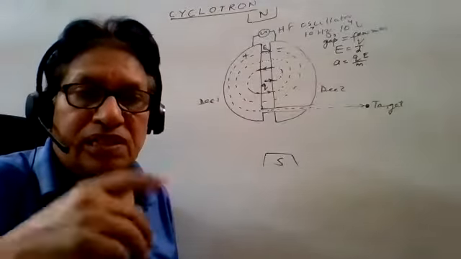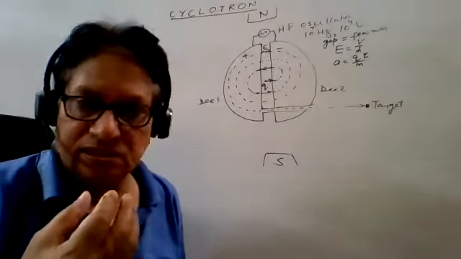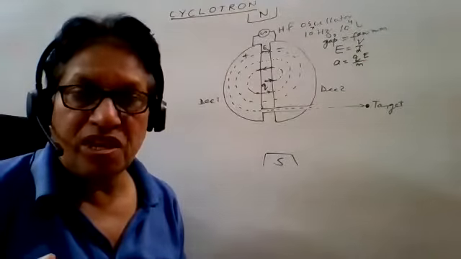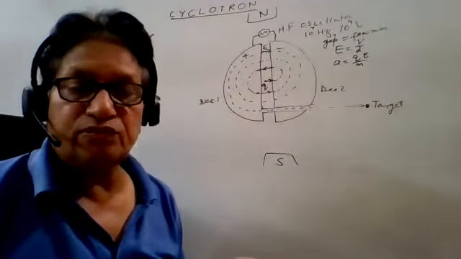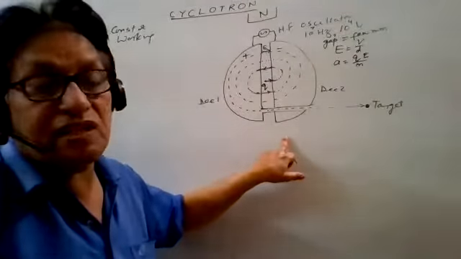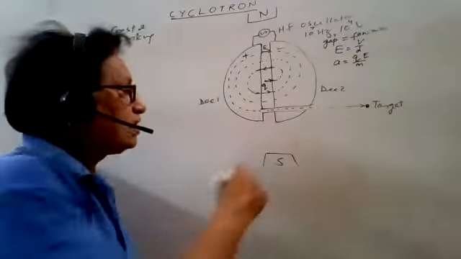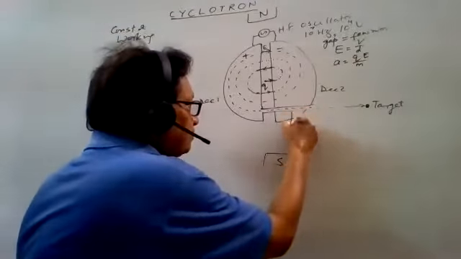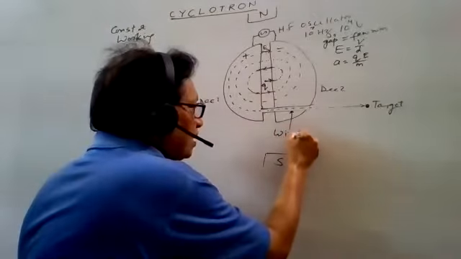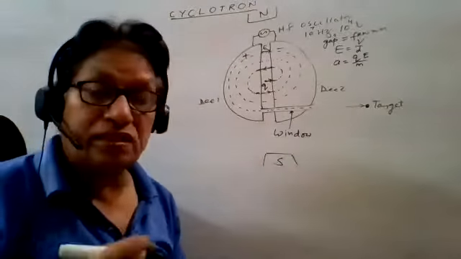And this process is repeated many times. Every time some part of the kinetic energy increases, this process is repeated. So in due course of time, the final kinetic energy becomes very large, and after getting the final energy, it comes out through this window to hit the target. This is the window here. Through this window, the charged particle comes out, hitting the target.